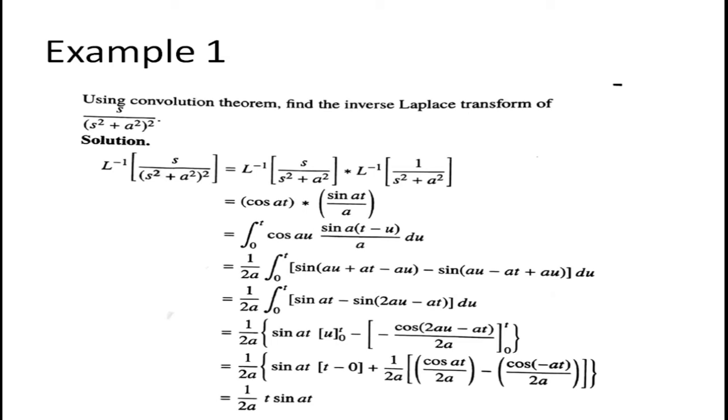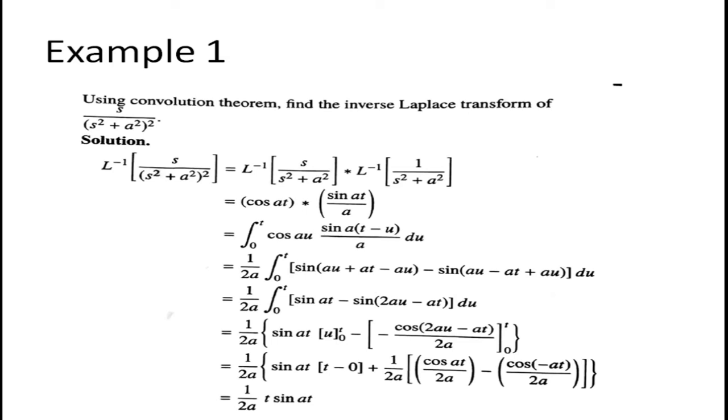So what is the inverse of s by s square plus a square? We know that it is cos at, and the inverse of the second function is sin at by a. Then by applying the convolution theorem, integral 0 to t cos au sin a into t minus u by a du.